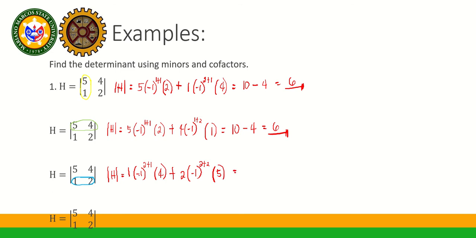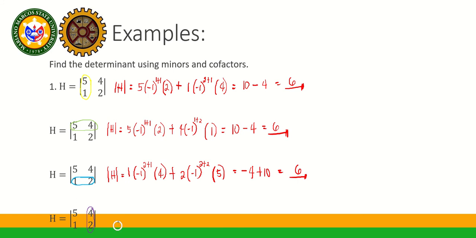So this will be equal to negative 1 raised to 3 is negative 1 times 4, that is negative 4. And then negative 1 raised to 4 is positive 1 times 2, that is positive 2 times 5. Then this will be equal to 10. So we have 6 as its determinant. So pare-pareho lang. And then for the last selection, we try si 4 and 2. Yan, si 4 and 2 naman.